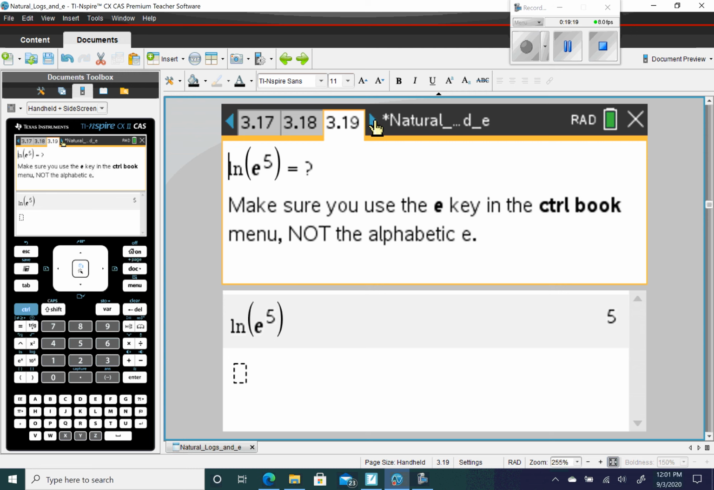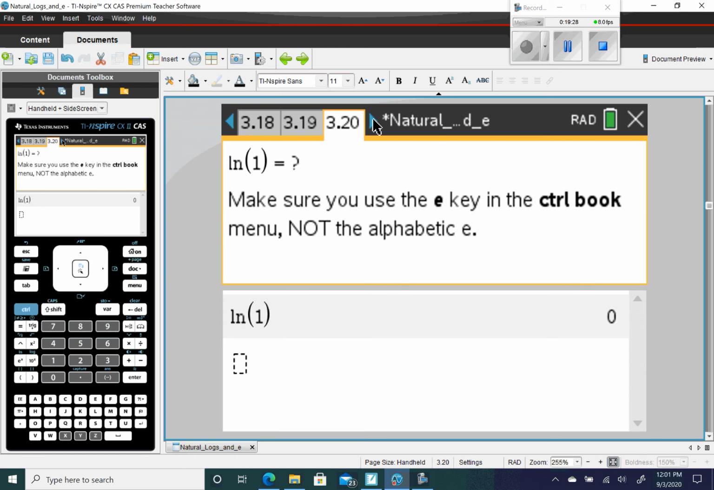So looking at all of these answers, it's almost like the natural log and the E sort of canceled each other out. So that's something to think about as well. We'll talk about it in class.